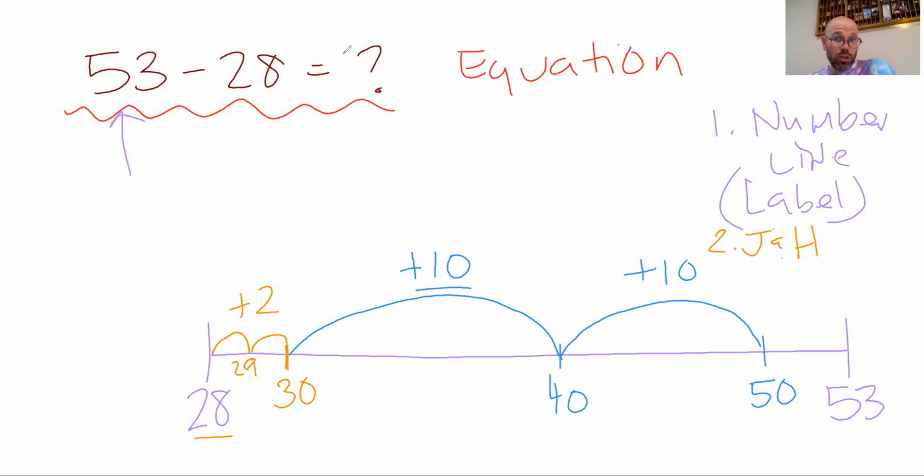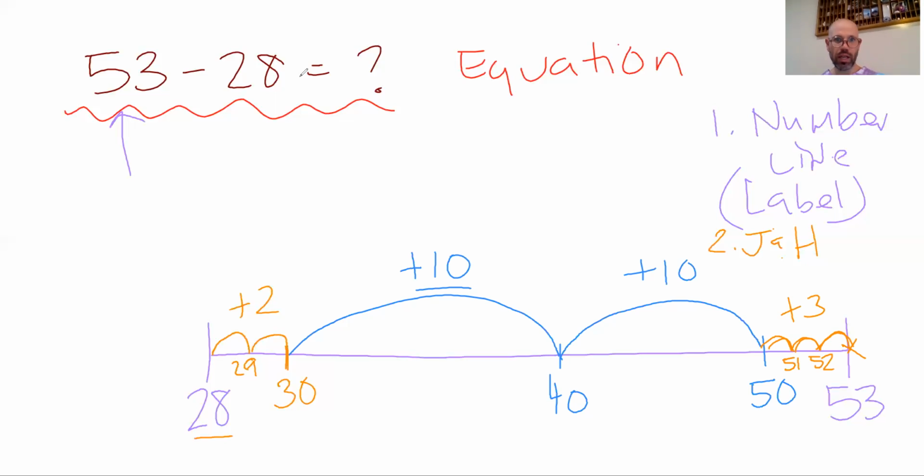And now if I was to do another jump, right, I'd go to 60. I'd go too far. So we're going to go back to hopping. So let's go ahead and go from 50 to 51, and from 51 to 52, and 52 to 53. I've done it. So that was 1, 2, 3 hops.